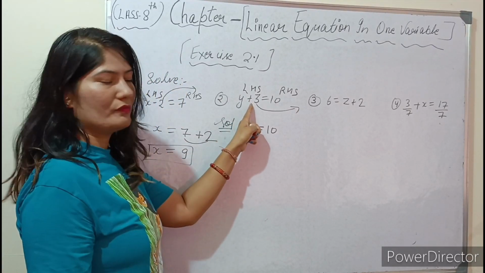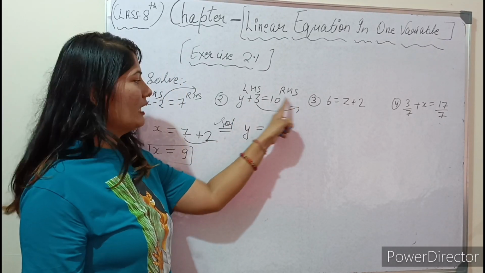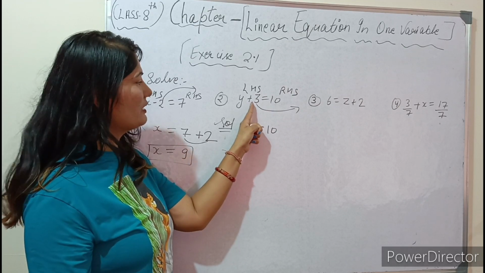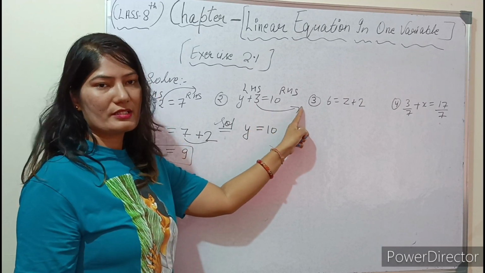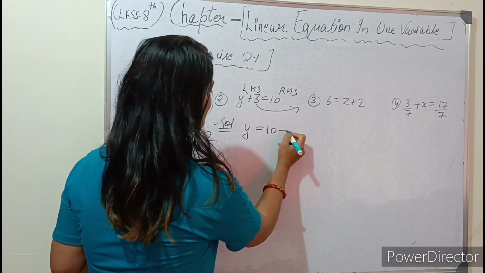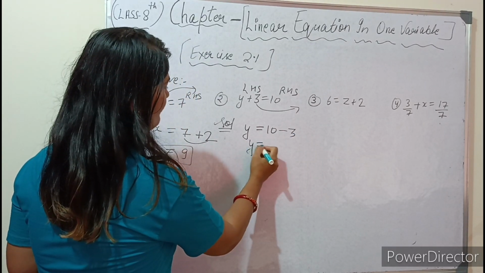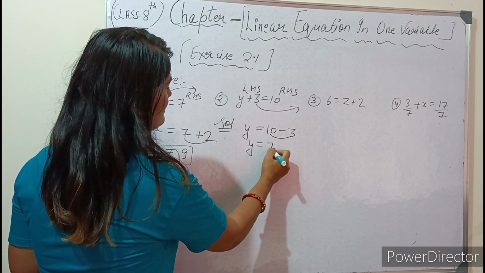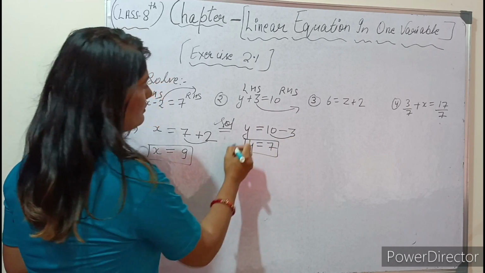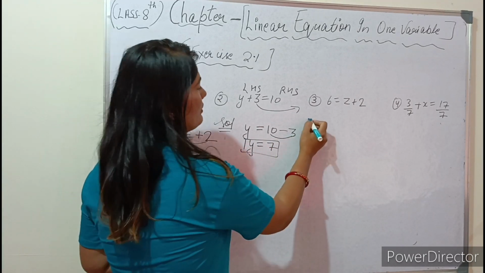Now this plus 3 will move to the RHS side and its sign is plus, but when this plus 3 will come to the RHS side, its sign will get changed and this is minus 3. So therefore the value of y is 10 minus 3 is 7 and this is your answer. Moving to third part.